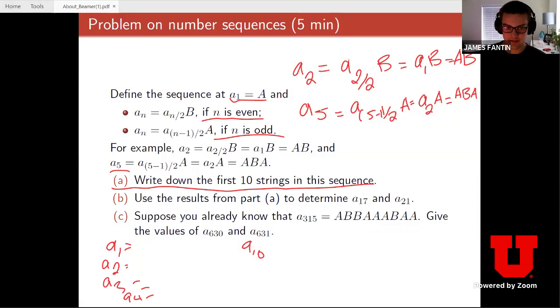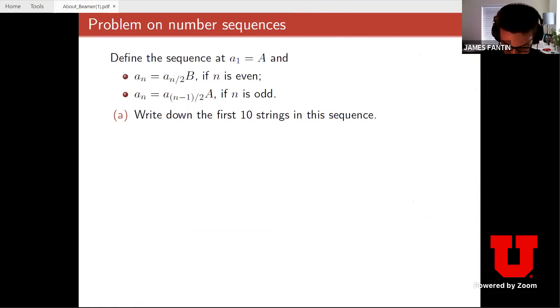Okay, so it looks like some people are done, so we'll go ahead and discuss it. It's okay if you're not. That's fine. So let's go over this part A.